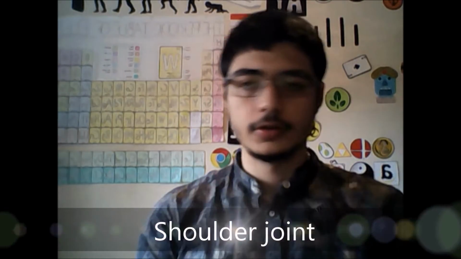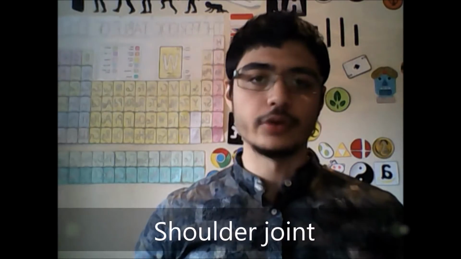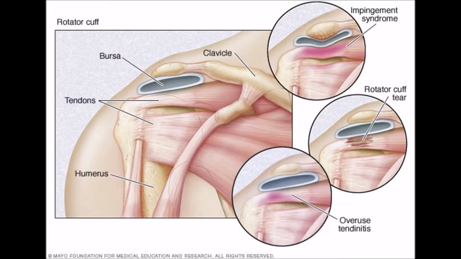We'll be talking about an injury that can occur at the shoulder joint. And for that, we'll be addressing the rotator cuff tears. So first, we'll be looking at what it is. A rotator cuff tear is a common cause of pain and disability among adults.